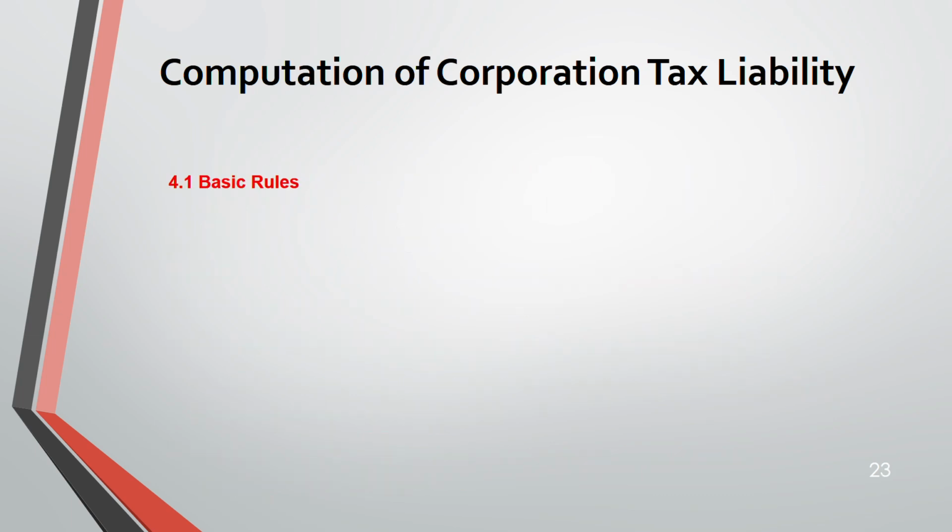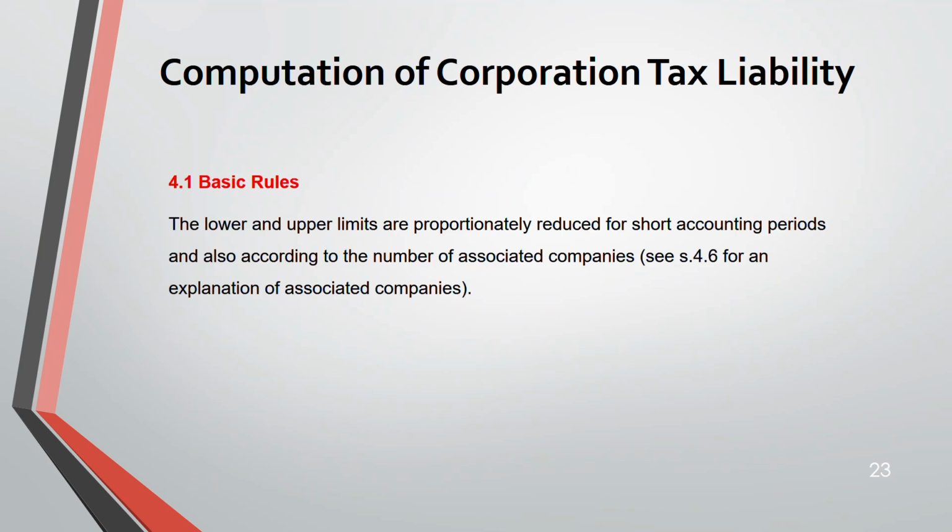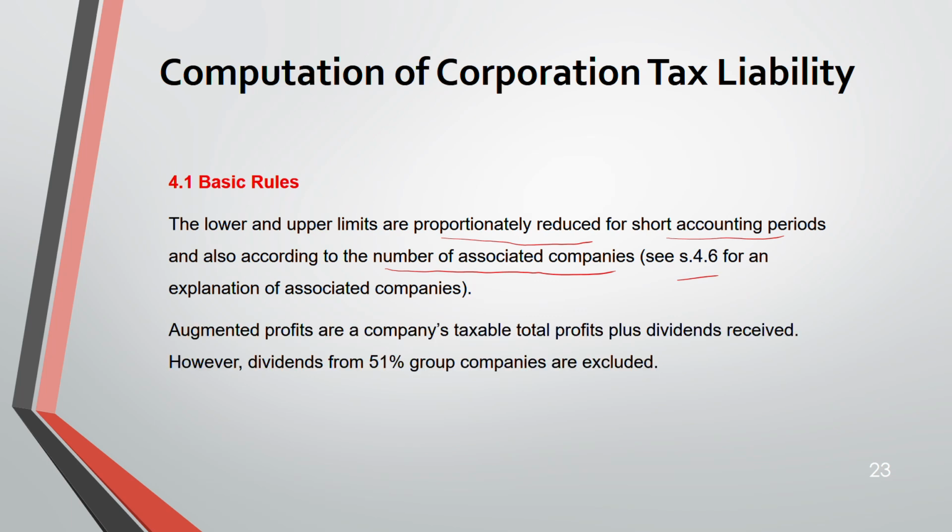Now, the lower and the upper limits will be proportionally reduced for a short accounting period and also according to the number of associated companies. Remember, the more associated companies you have, the more the limits will reduce. We'll see this in section 4.6. What is an associated company? Now, what is augmented profit?